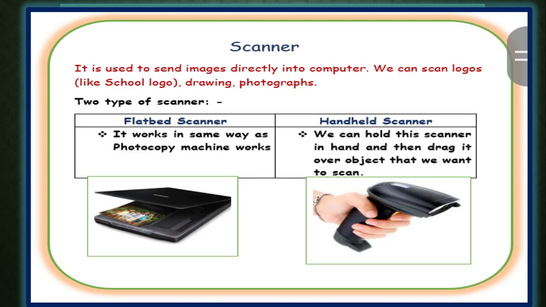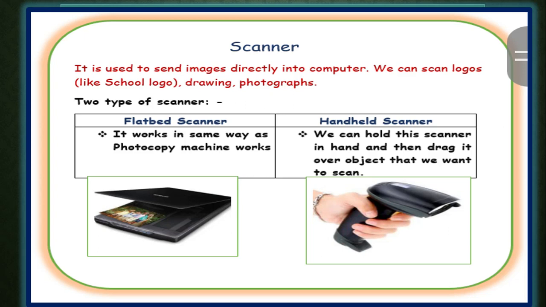So flatbed scanner is same as a photocopy machine, but if we consider photocopy machine, it will produce the output on a paper. But if we consider flatbed scanner, it will scan the photo, it will scan the image, and it will store the output in the computer instead of paper. So this is the difference between a scanner and a photocopy machine. Photocopy machine will produce the output on a paper, but scanner will store the output in the computer.